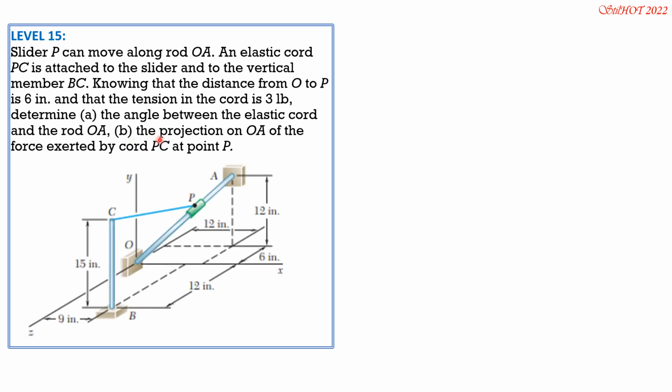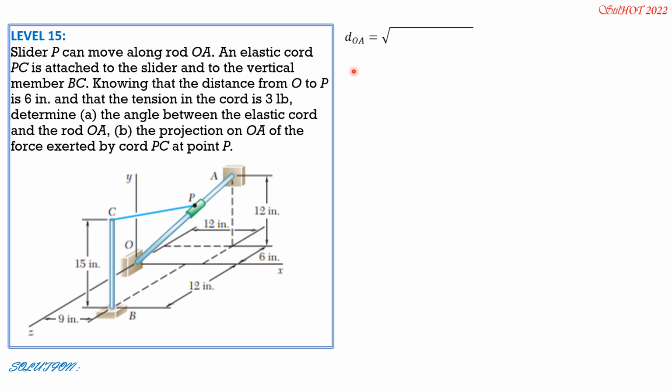So the second part can be easily answered after we obtain the angle between the elastic cord, where the tension is 3 pounds, and OA, or OP, that's the same, but we'll use OA. So this angle here. So the component or projection of this force on OA is simply 3 pounds times the cosine of that angle. So let's solve for the angle first. So the angle is obtained by getting the dot product of the unit vectors of PC and OA.